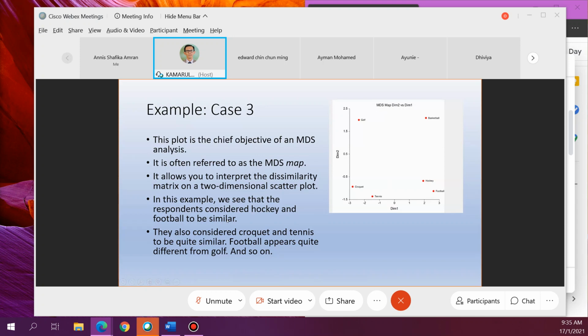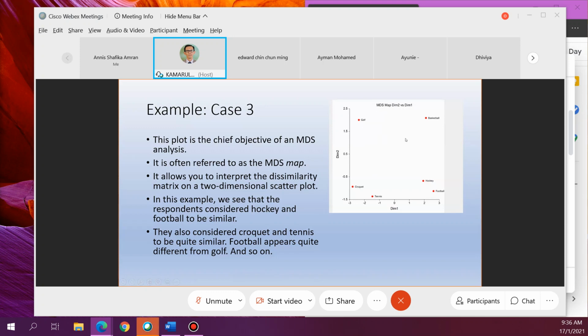In case 3, this is a map again, and in this case you ask the subjects to rate the similarity between hockey and football, and then cricket and tennis, golf and baseball.